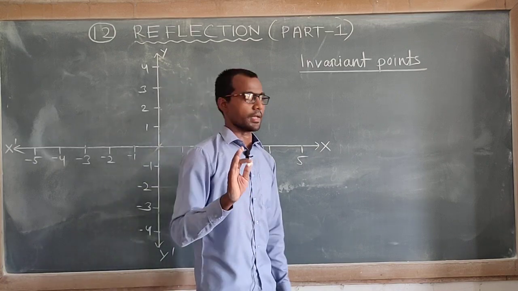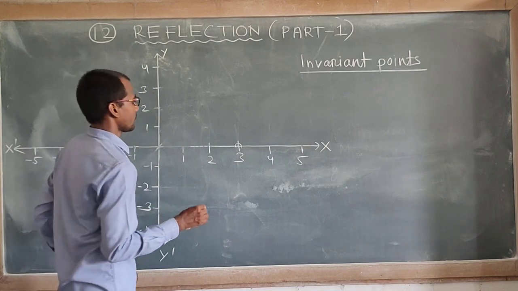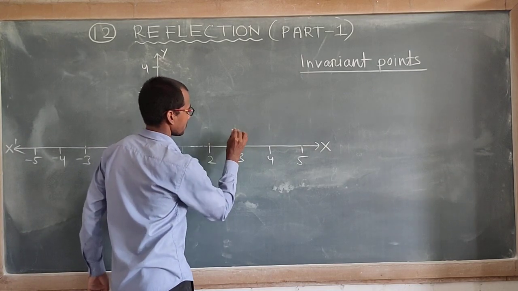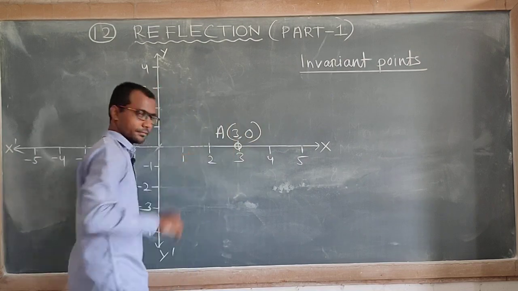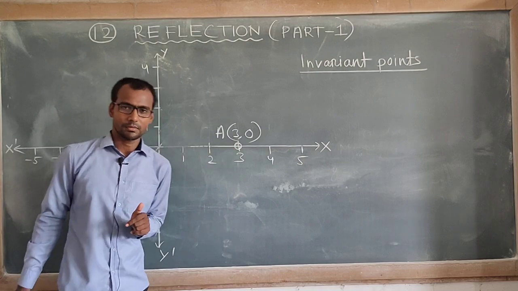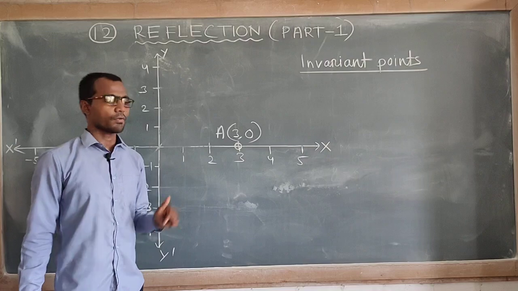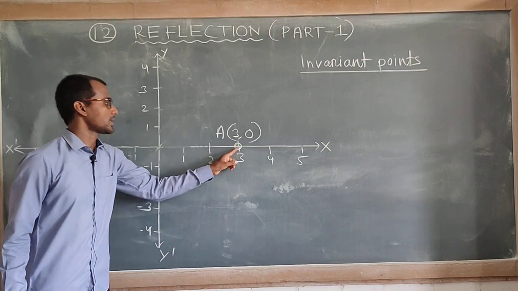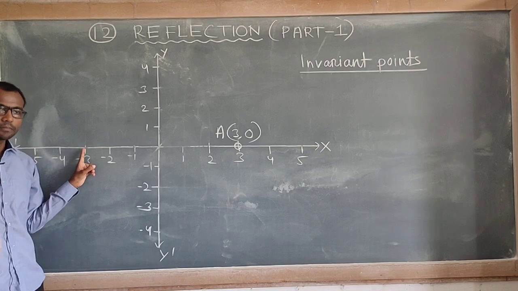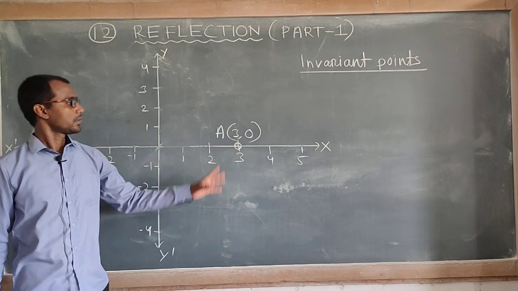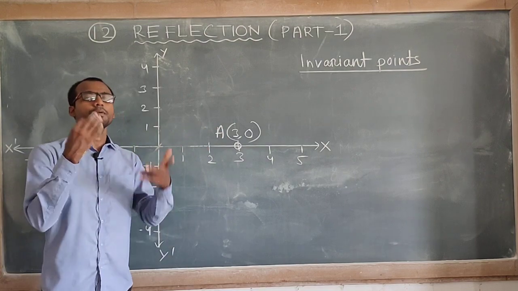For example, I am giving an example. Suppose we take this point 3, 0. Let us name it A. If we reflect this point A (3, 0) in the y-axis, its image will be formed here at minus 3, 0. That means this point is changing its coordinates. Its image is formed in a different place.